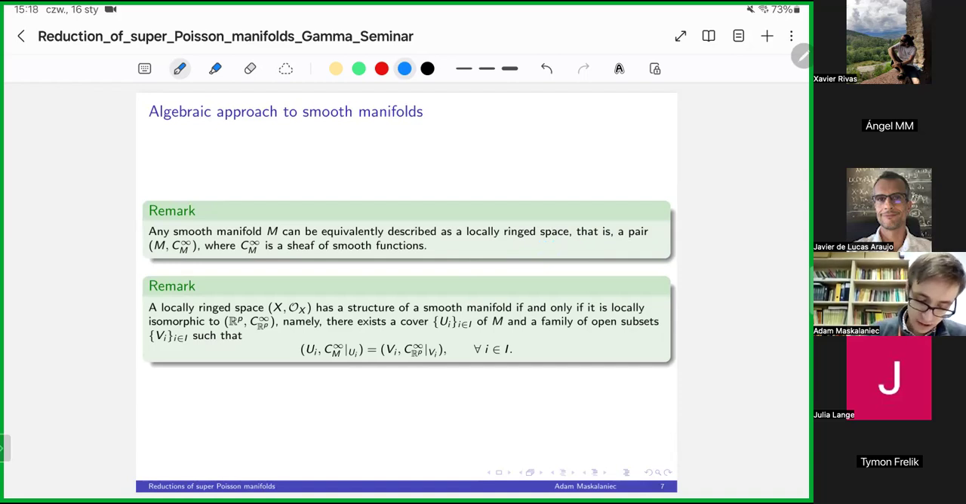And now we may say that smooth manifolds are a full subcategory of the category of locally ringed spaces. And smooth manifolds are exactly those locally ringed spaces that are locally isomorphic to Rp together with the sheaf of smooth functions on Rp. So these are topological spaces together with functions on those topological spaces that locally look like those smooth functions.